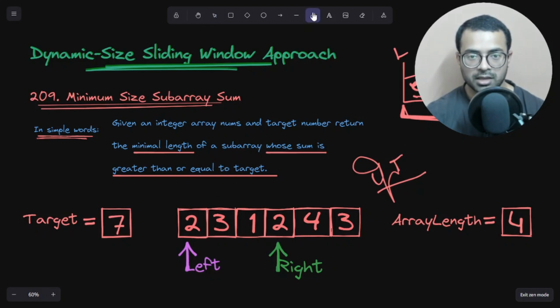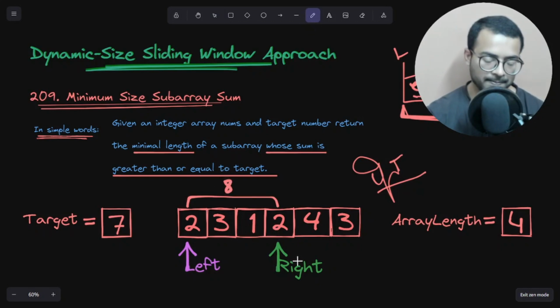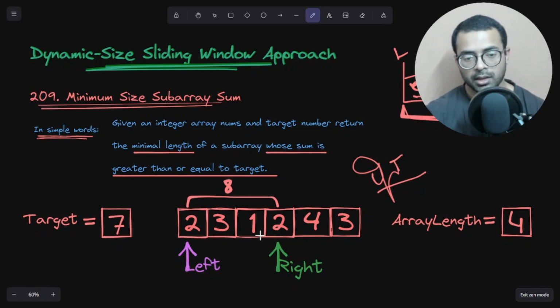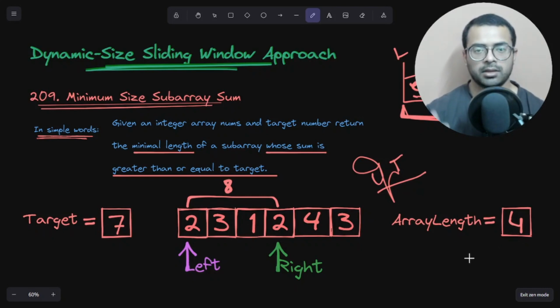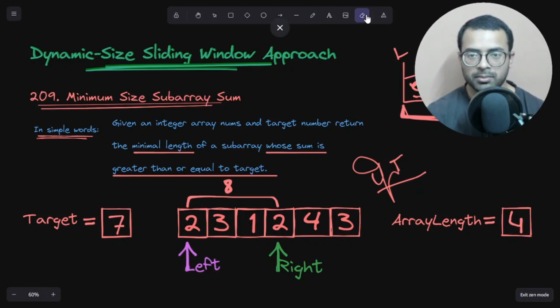Now the sum is 8. So what it is representing, now we have 8 in our window. Okay, cool. So 8 is greater than 7. So what we will do, we are going to update our array length to 4. I'm not writing 4 here, but imagine like we started from infinity.